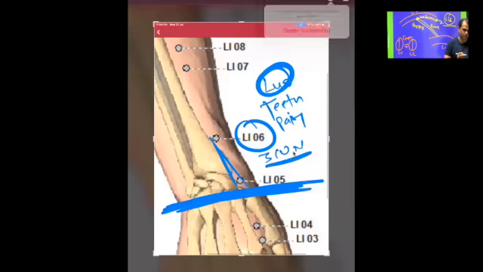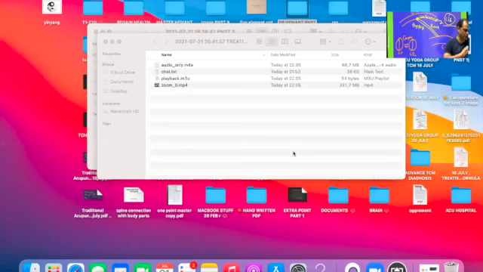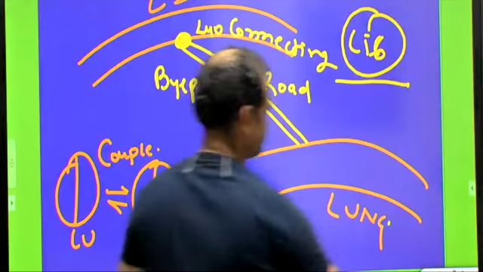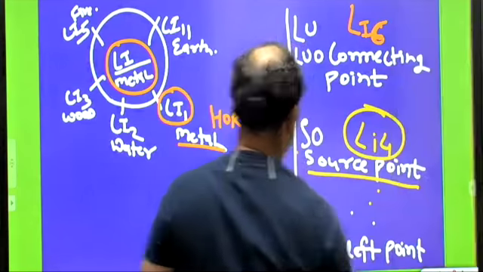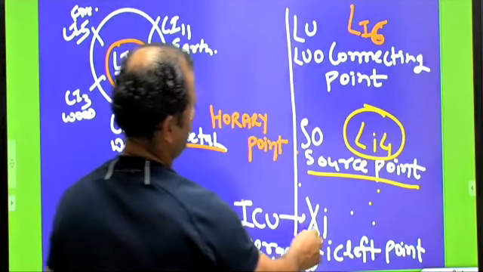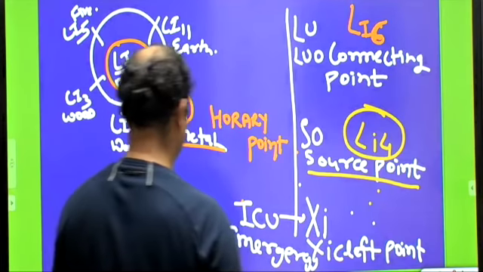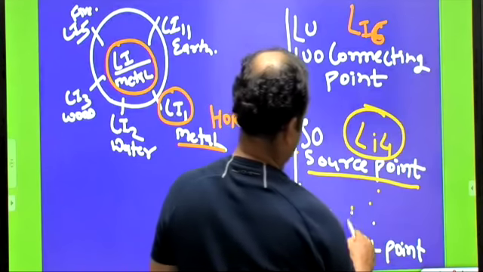Let's see the last point in the large intestine meridian. That is the emergency point, which we are using for ICU management. The emergency point of the large intestine meridian. So look at this image. I told you the Xi cleft point, or the emergency point, is useful for some emergency in the large intestine meridian.